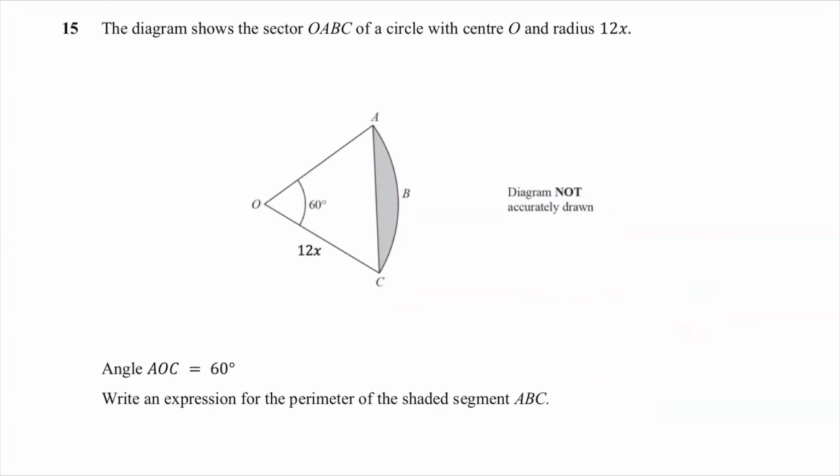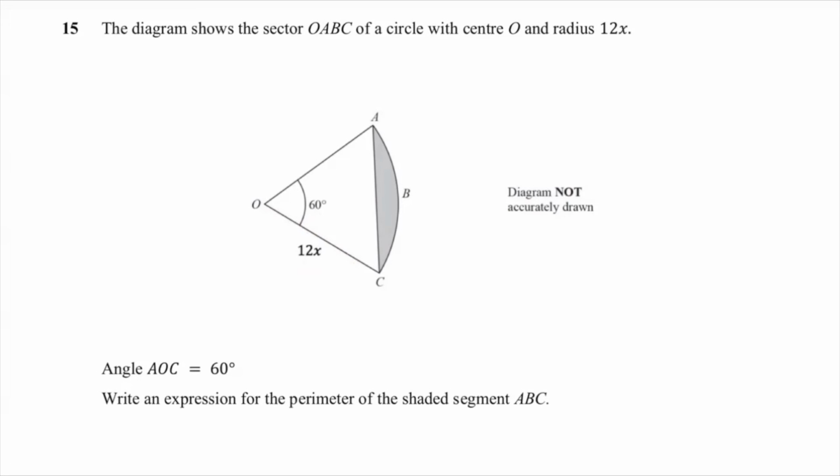Okay, so we've been given a sector. A region of it is shaded. We're told the angle AOC is 60. It's marked on for us, and we can see that the edge is 12x. And we've got to write an expression for the perimeter of the shaded segment.